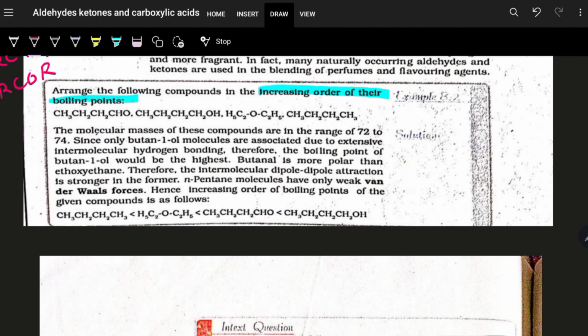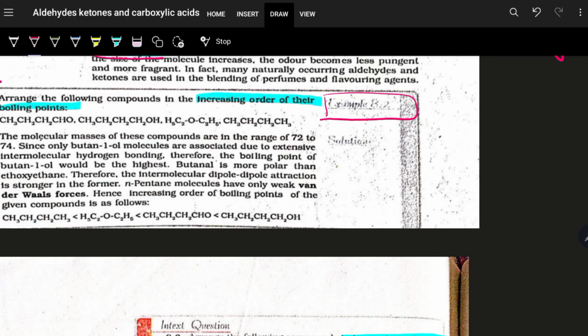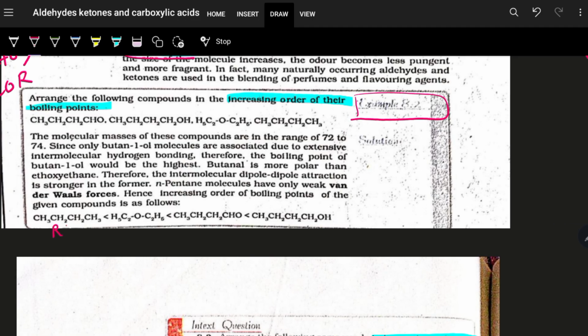Okay, so moving on to the next example, 8.2, I think it is. Arrange the following compounds in increasing order of boiling point. When you are arranging in increasing order of boiling point, you have to arrange from lower boiling point to higher. And see the order which we have discussed. This is hydrocarbon, this is ether, this is aldehyde, and this is alcohol. Had there been a ketone, then what would have been the position? Can you predict?